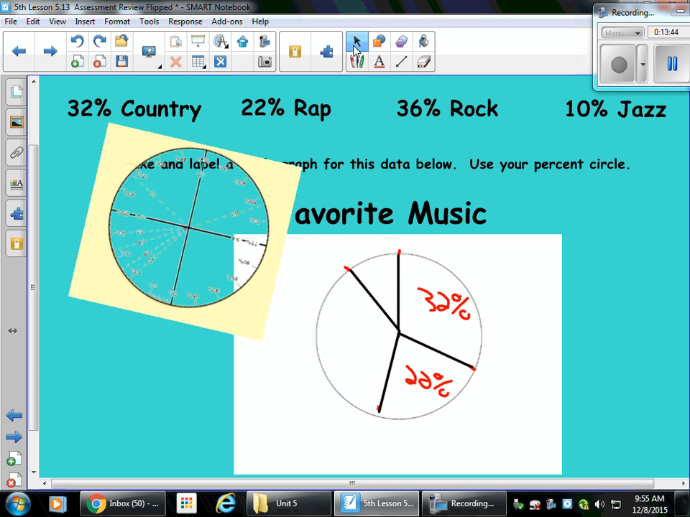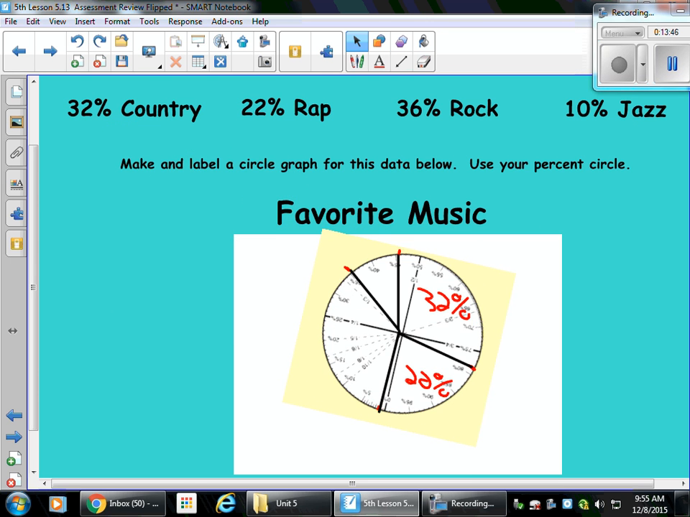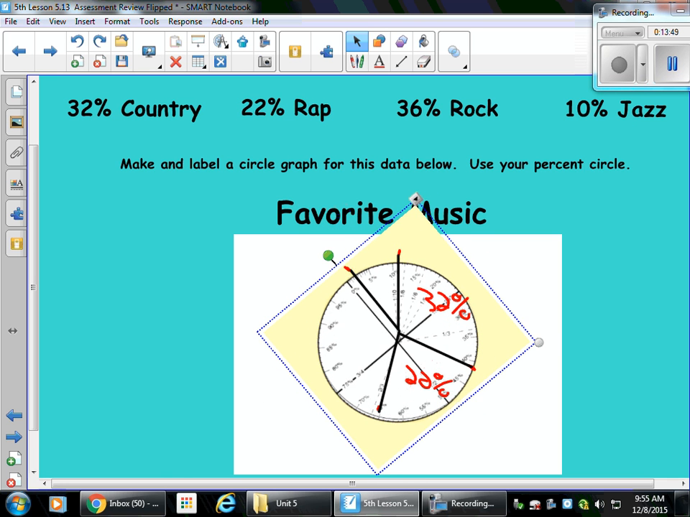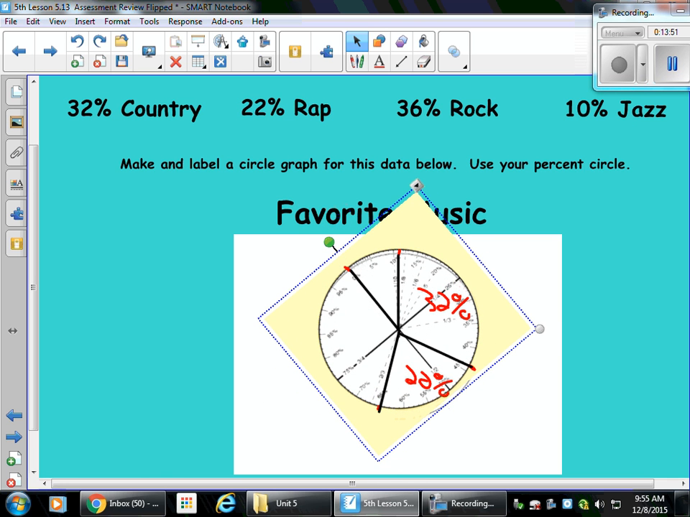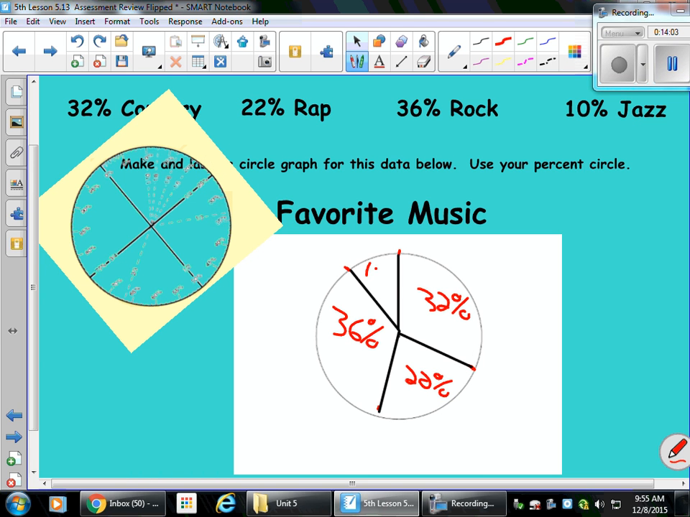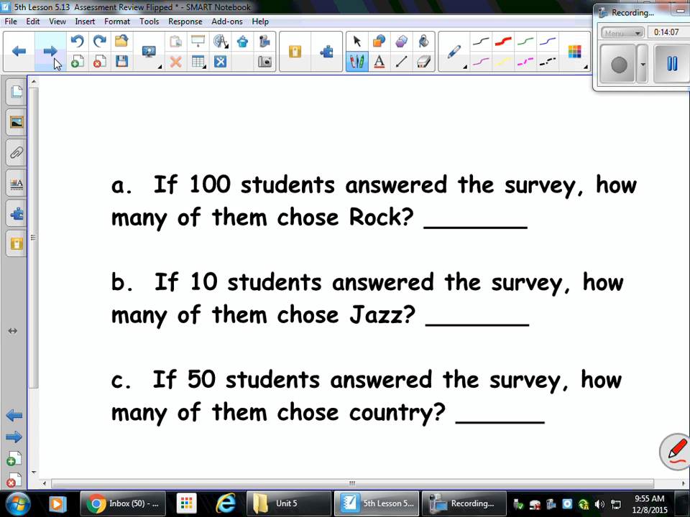Let's see how we did. Perfect. Move it around. Did I get it as close as possible? Looks like it's 11%. That is good enough. It's right there. Didn't label the last one though. 36%, and I have a 10%. Perfect. Okay. Now let's take a look at these here.